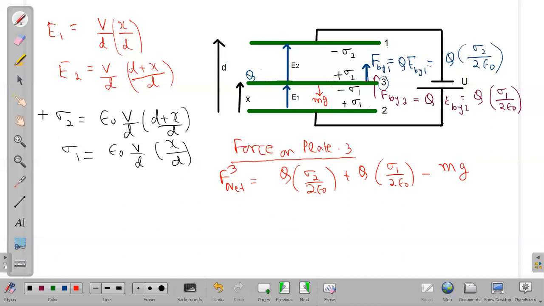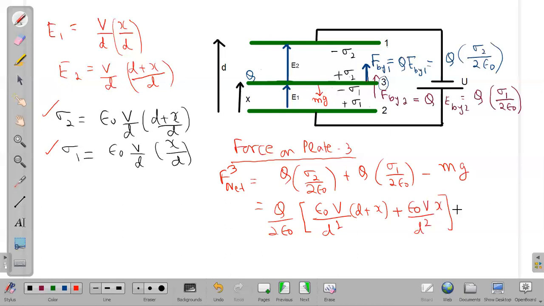Now I have to replace the value of sigma 2 and the value of sigma 1 here. So what I will get is q by 2 epsilon 0, and then I will replace the value of sigma 2, which is epsilon naught v over d square into d plus x, and then plus sigma 1. The value of sigma 1 will be replaced here. So it is epsilon naught v over d square into x, and then minus mg.